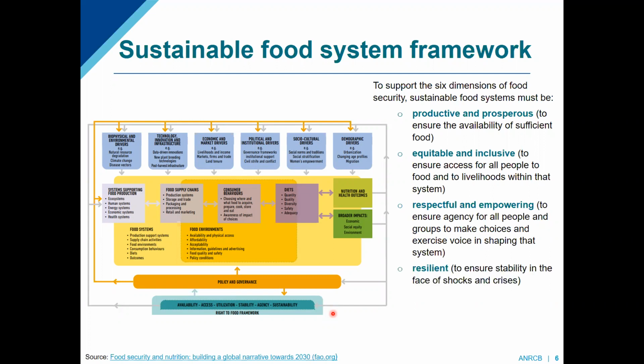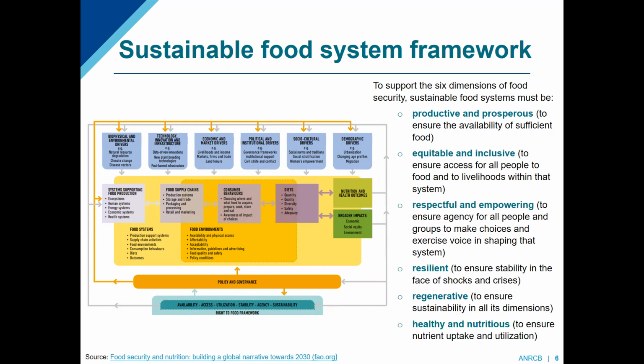We want them to be resilient so that when there are shocks, sudden changes in food prices, when there's conflict, when there is a pandemic, that there is stability over time. We want it to be regenerative so that we have sustainability in the longer term across generations. And we, of course, want it to be healthy and nutritious so that we can have good nutrients and good utilization of food.